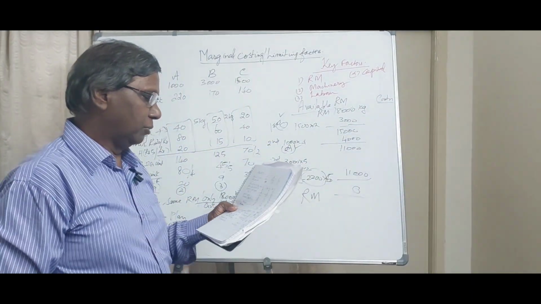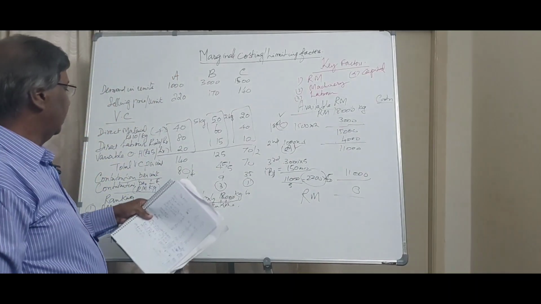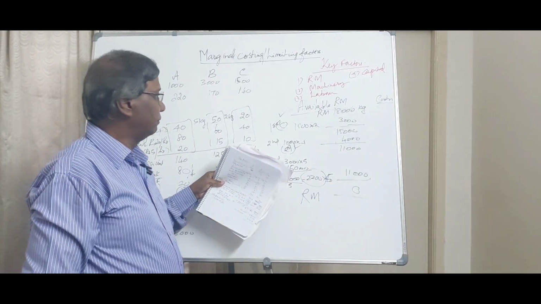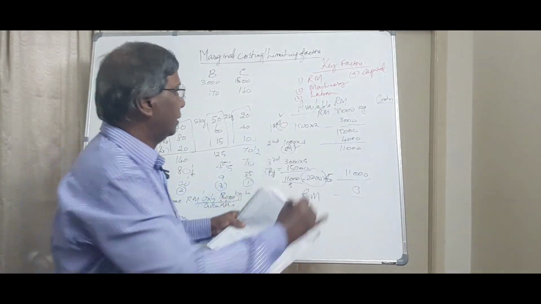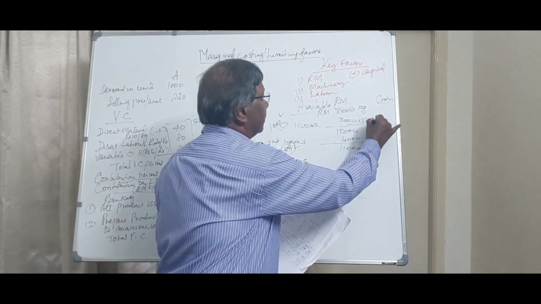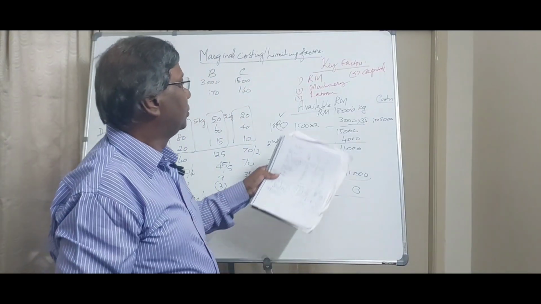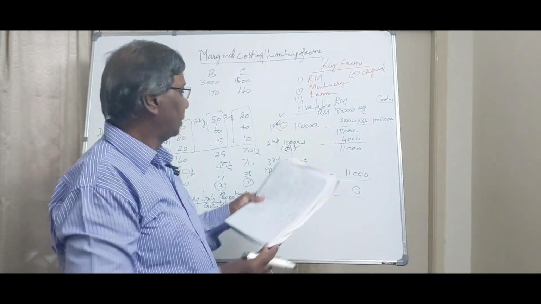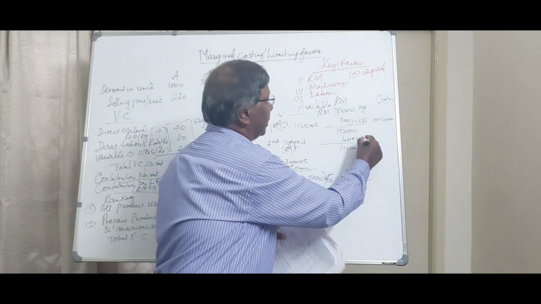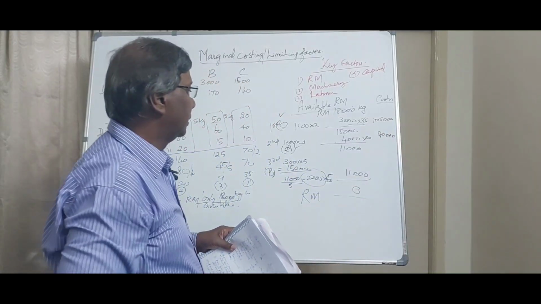So how much is there? 3,000 units into 35. Here in this case, you can go for A. So the contribution per key factor is 35. So 3,000 into 35 is 1,05,000. Okay, 1,05,000. Then again, you are getting 4,000 units, and the contribution per limiting factor in this case is 20. So into 20 is 80,000.